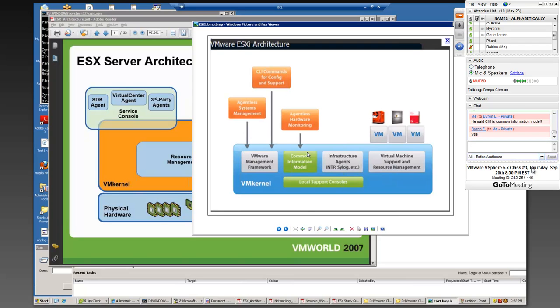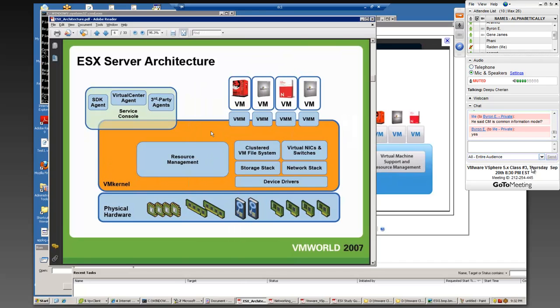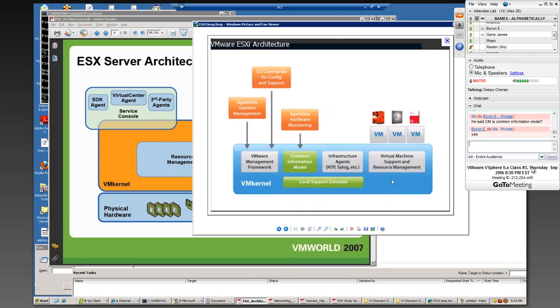So the VM kernel has been improved. There are some software pieces they were able to embed inside this VM kernel to do that. This CIM model, this VMware management, is not in an ESX server's kernel. All those things are inside the service console. Now that they got rid of the service console, they have to do those things anyway. So they added those features inside this. Like that, they added some other features also.